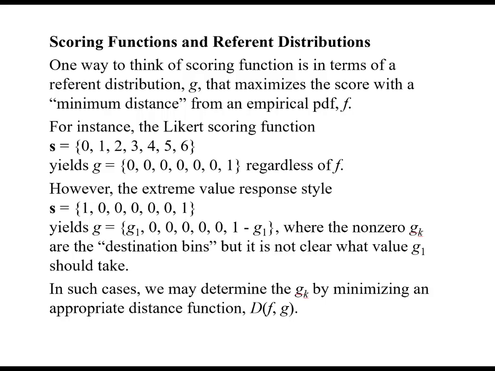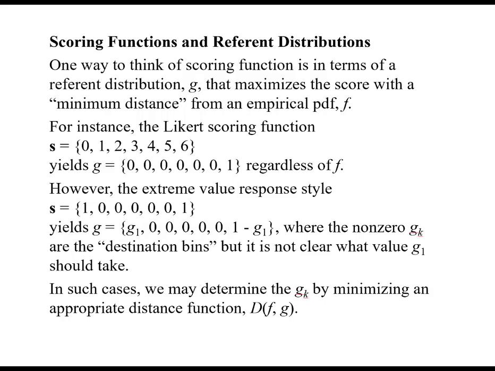So, for example, the Likert scoring function, which goes from 0 to 6, if we want to maximize the score, then we would choose a PDF, G, that has all of its mass up at 6. So G would have 5 zeros and then a 1 at the end, regardless of F. But the extreme value response style, with the scoring function having 1 down at the very bottom for extremely disagree and 1 up at the very top for extremely agree, well, that we could maximize by having some amount of density, G1, down at the bottom, and then 1 minus G1 up at the top. But it doesn't tell us how big G1 and 1 minus G1 ought to be.